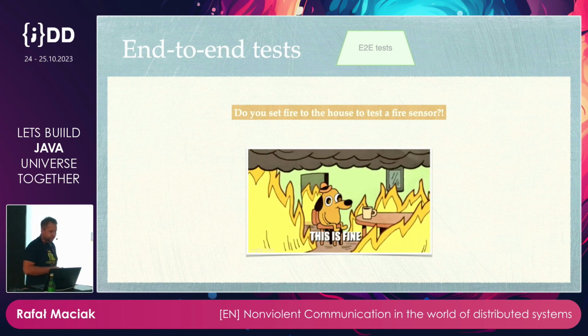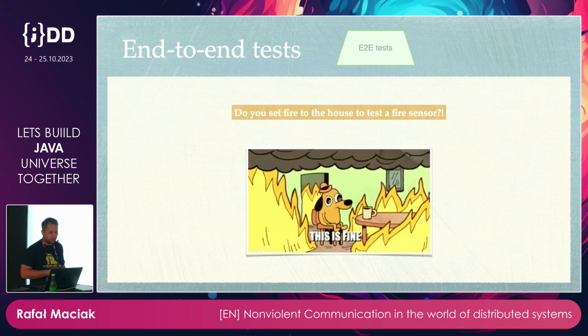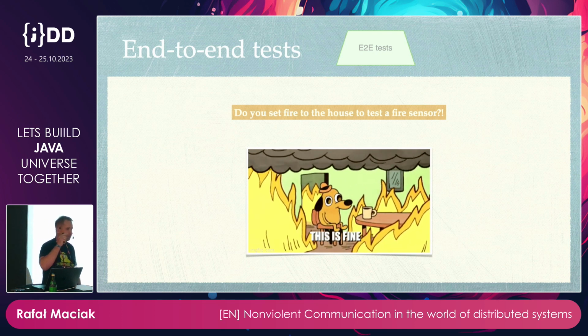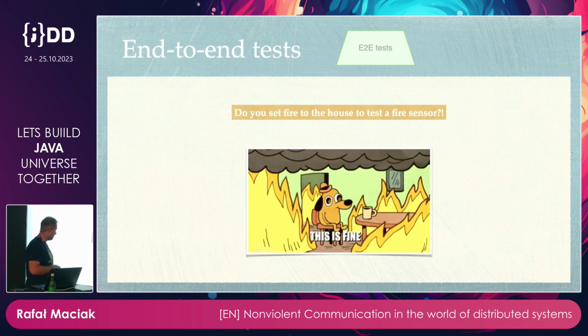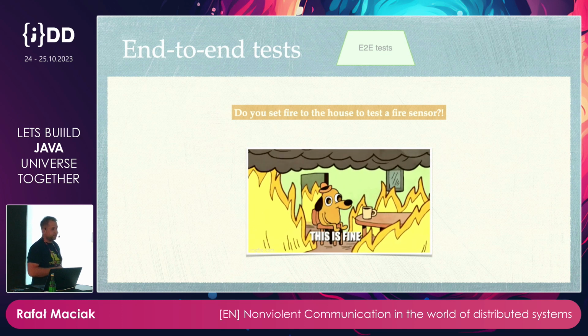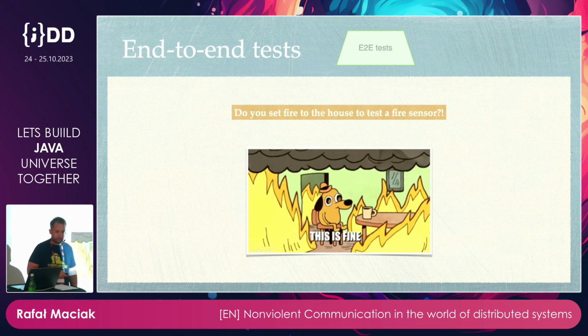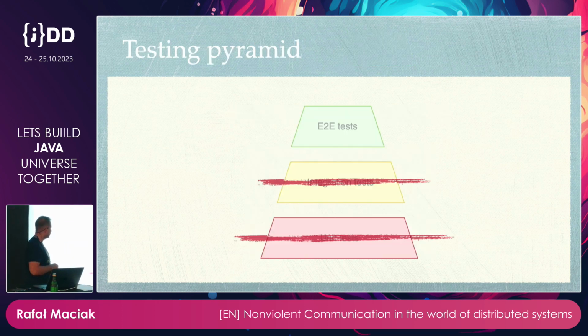Okay, so let's think. If we have a fire sensor at home, how do we test it? By putting the house on fire? I hope you don't do it. Usually there is a push-to-test button, so we can just press it and check whether the sensor is working correctly. However, as you probably know, it doesn't guarantee that in a real fire situation, the sensor will work correctly. So, regarding the testing pyramid, I am also removing end-to-end tests from the list of solutions.